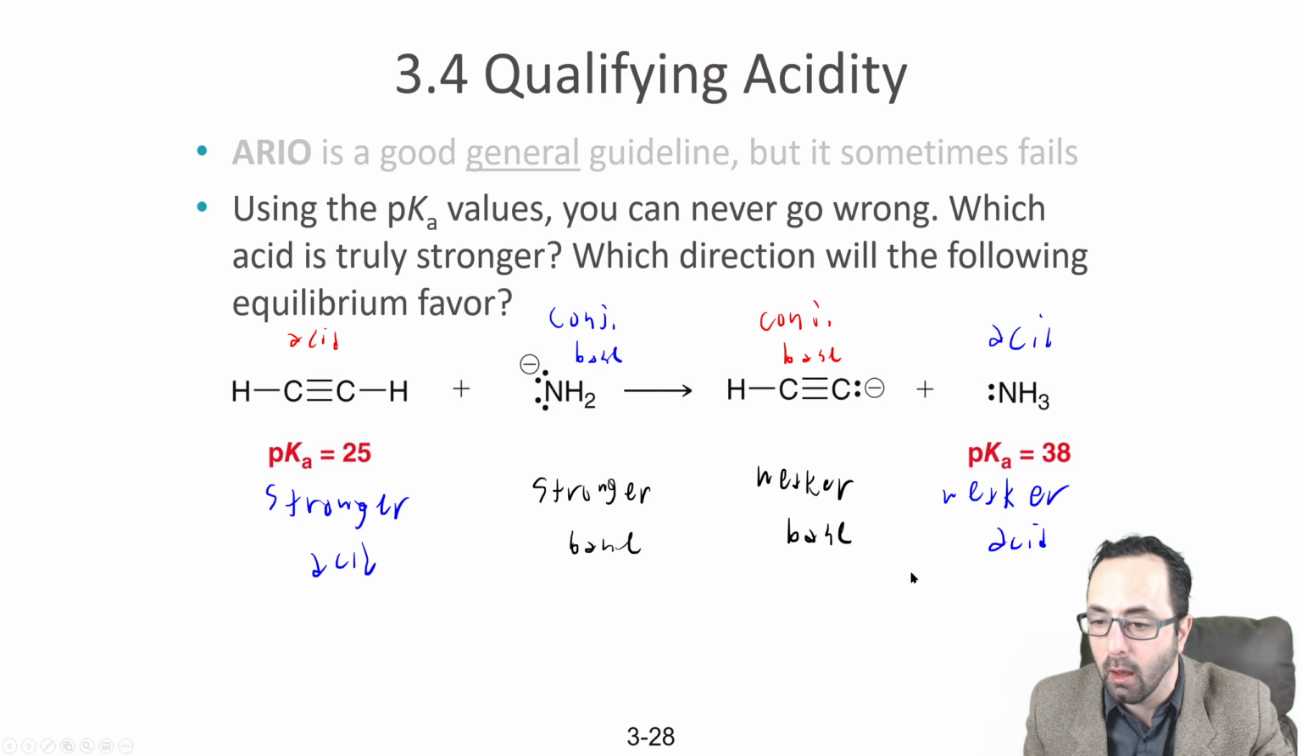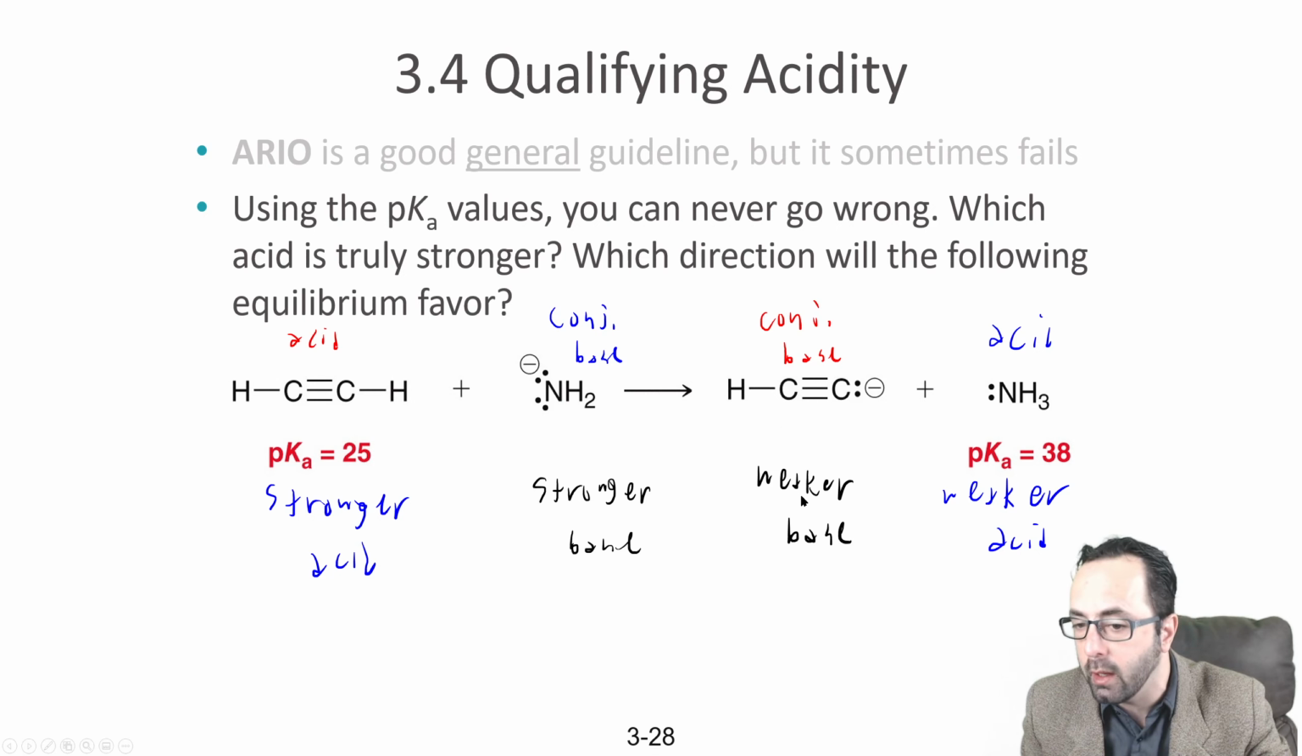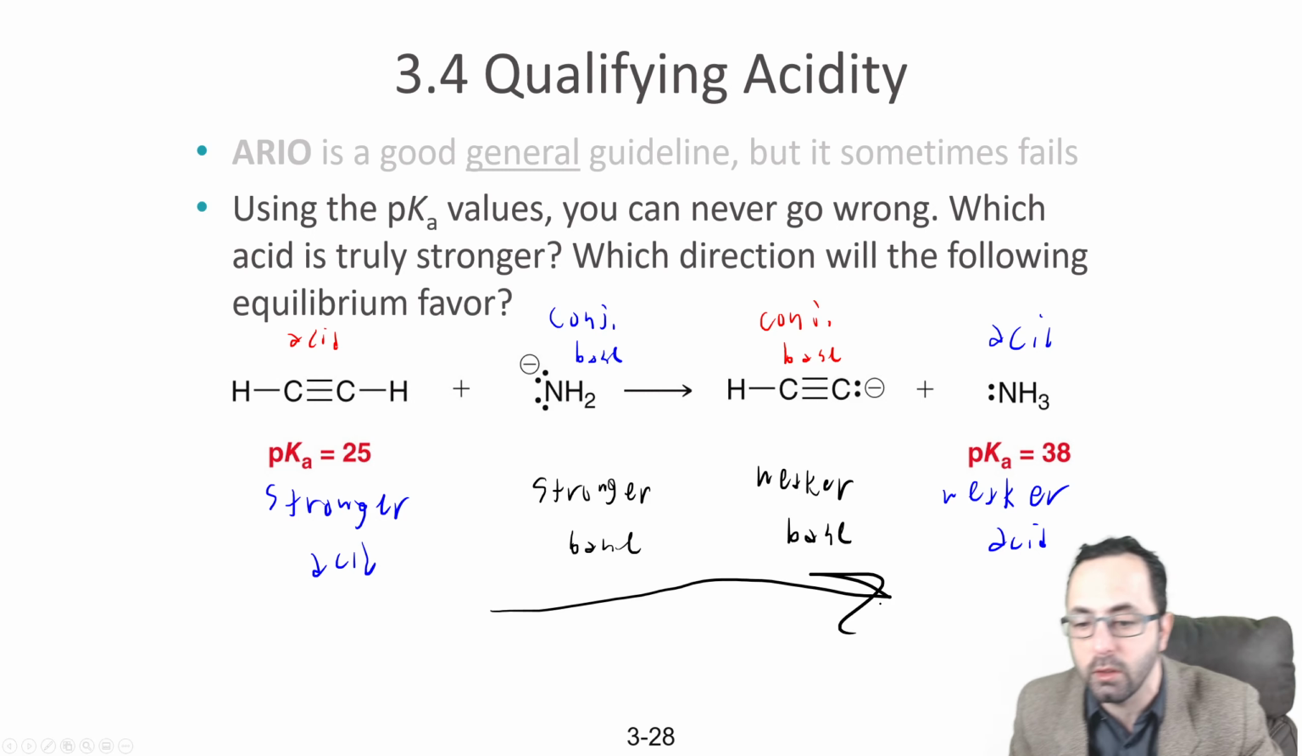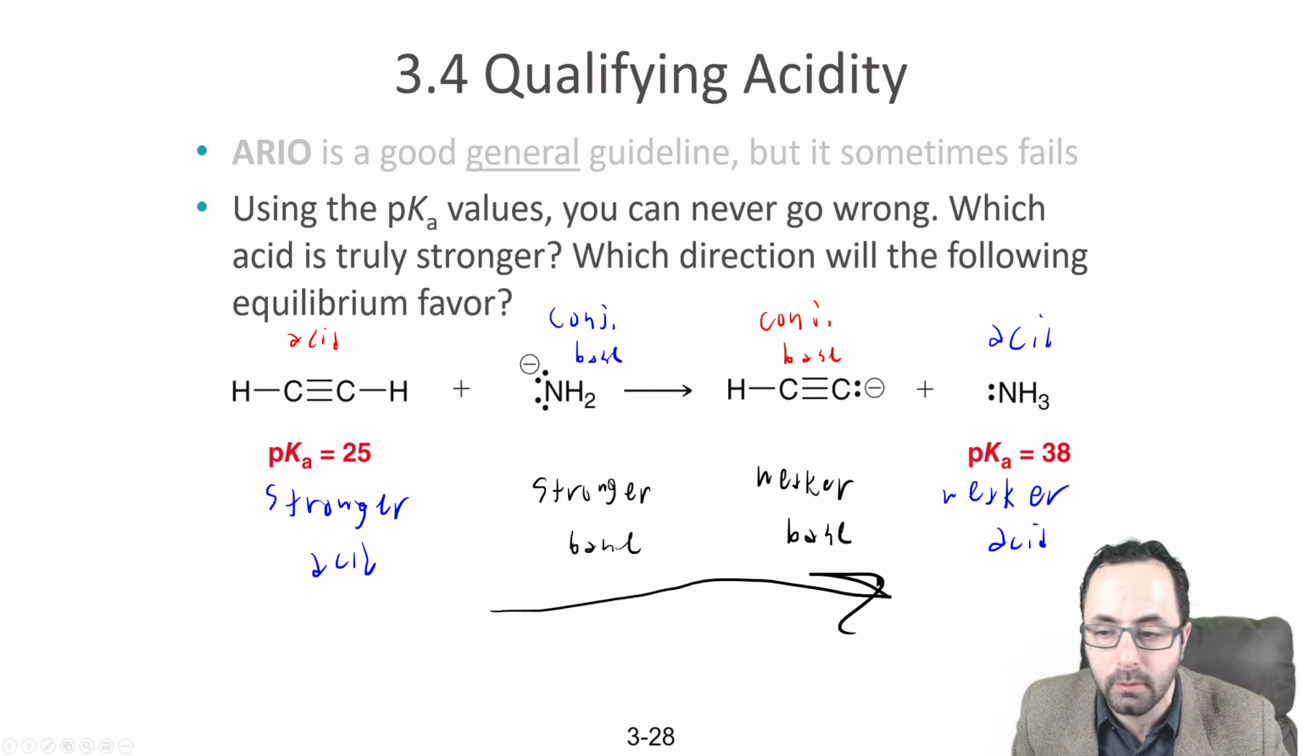Why? Because the stronger the acid, the weaker the conjugate base. The weaker the acid, the stronger the conjugate base. So this reaction is going to go from stronger acid and base to weaker acid and base. It's going to go very strongly to the right.